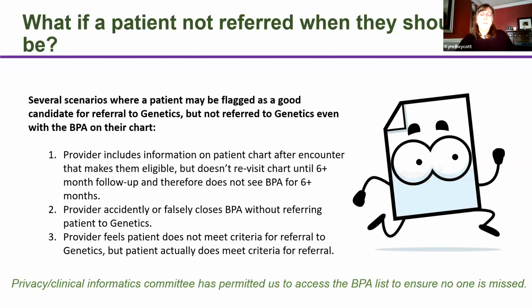Because there can be a lot of reasons why it might get missed, including the encounter that finally made them eligible. It flags that night. The next morning, that clinician hasn't looked at that chart again, and may not for 6 more months. And so no one's seeing that BPA. Or they accidentally close the BPA without referring the patient, or the provider feels the patient doesn't meet criteria, but maybe they actually do. That's probably less likely to happen. People tend to refer versus not. But either way, we want to make sure that we give every family the opportunity.